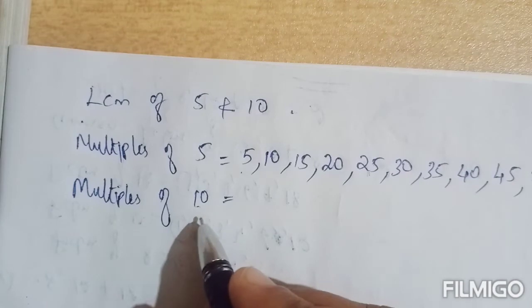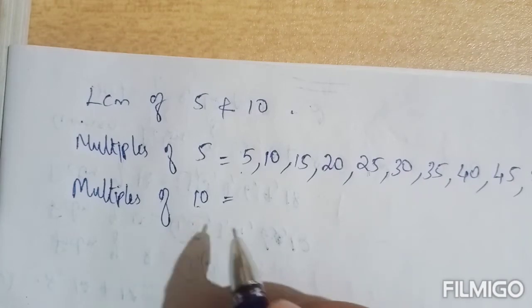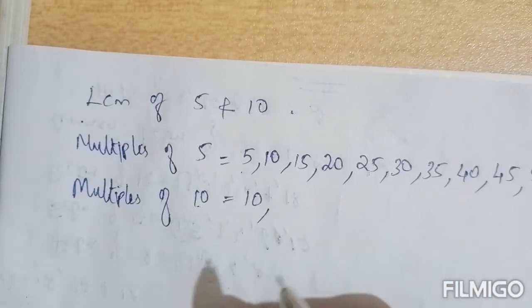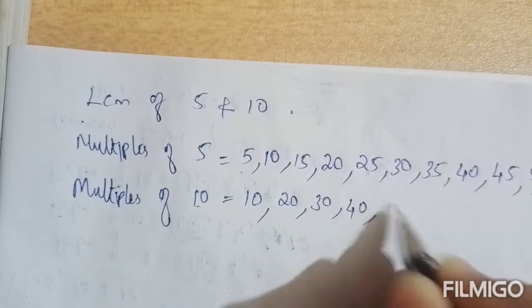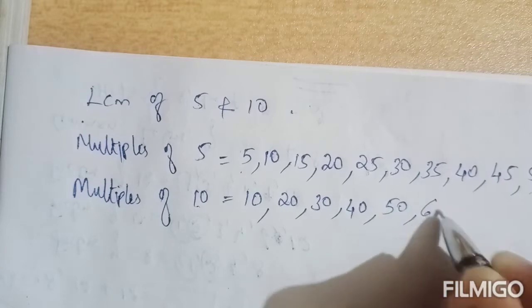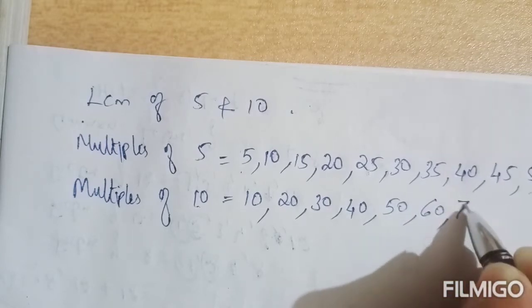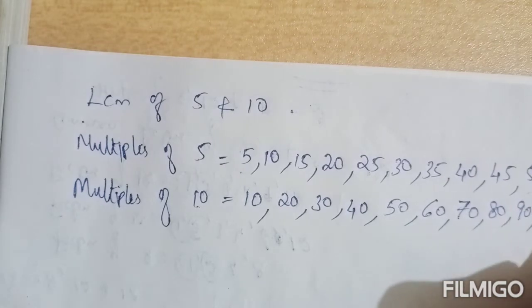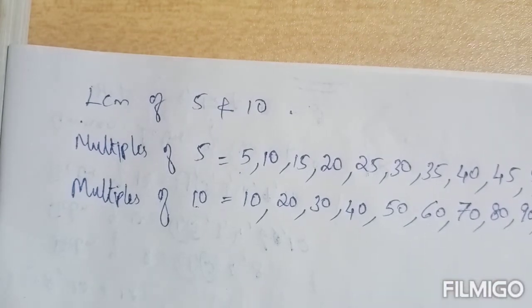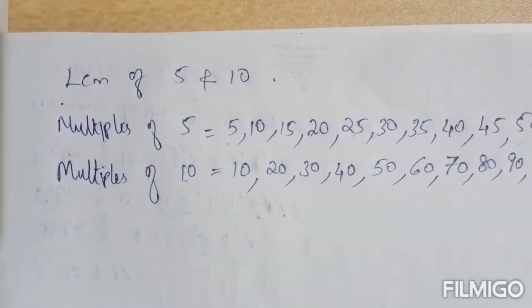Next, we have to write the multiples of 10. So, 10 into 1, 10. 10 into 2, 20. 10 into 3, 30. 10 into 4, 40. 10 into 5, 50. 10 into 6, 60. 10 into 7, 70. 10 into 8, 80. 10 into 9, 90. 10 into 10, 100. So, these are the first 10 multiples of 10.